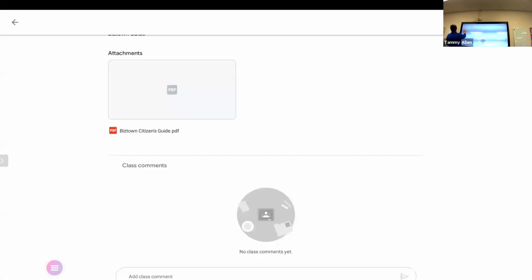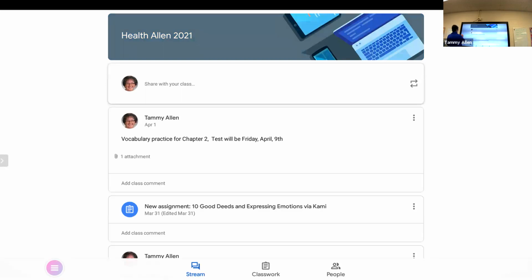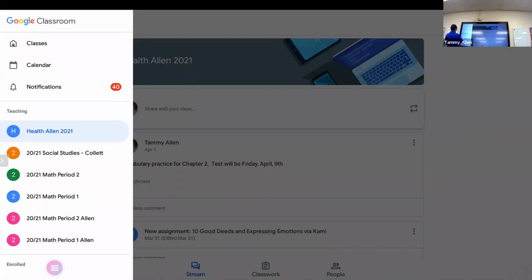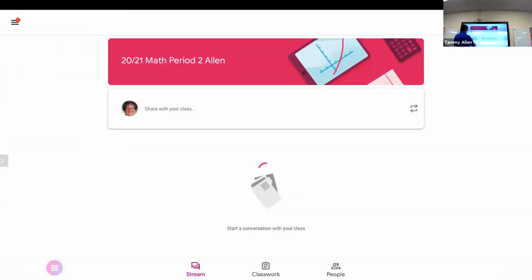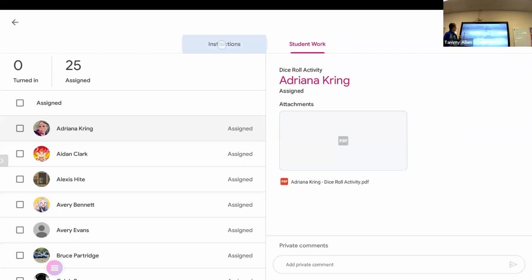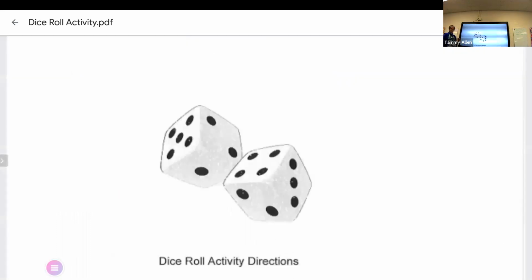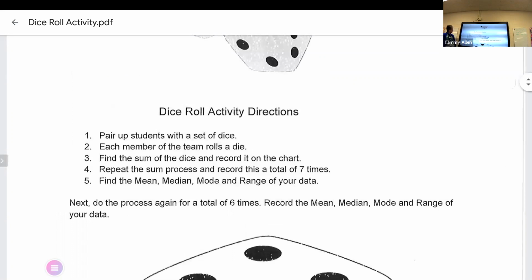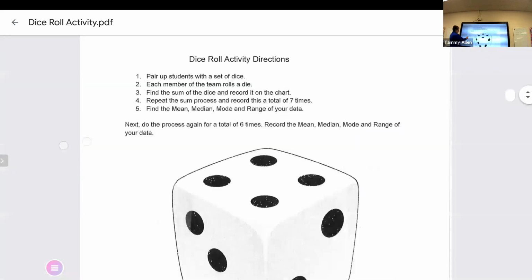All right, we're going to do a dice roll activity. I'm going to pair you up with another student. You're going to have a set of dice. Each of you is going to roll a dice. You're going to find the sum of the dice and record it on a chart. Okay?